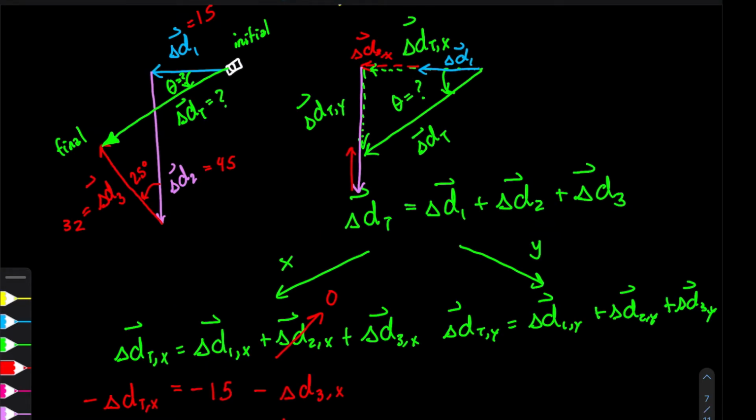Now let's simplify the y components. The total displacement along the y was pointing downwards, so we put a negative. The delta d1 had no y component, so that would be 0. Delta d2y was only pointing downwards, so it's going to be negative 45. And delta d3y was pointing upwards, so we're going to put a positive.